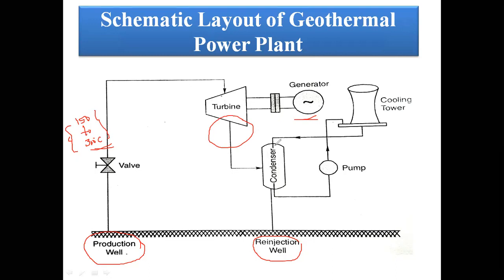That is collected in the condenser. Again, it is circulated with the cooling water and sent back into the injection well. Due to that, the efficiency can be improved by 5 to 10%.